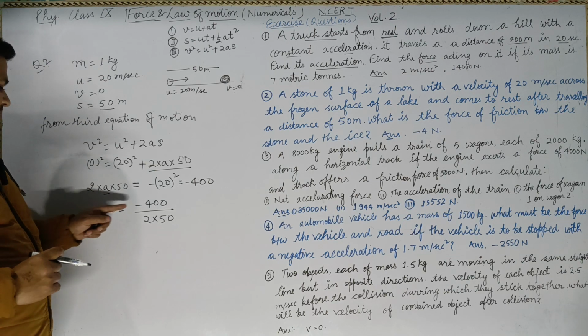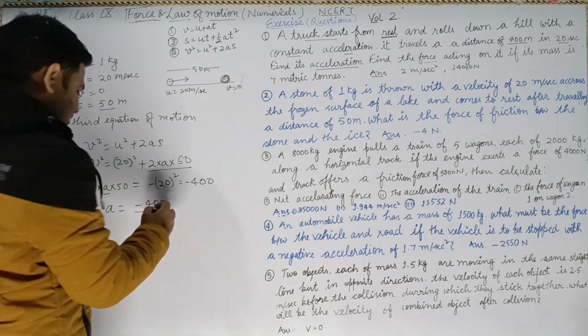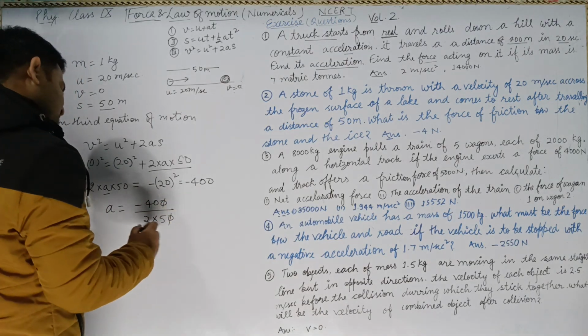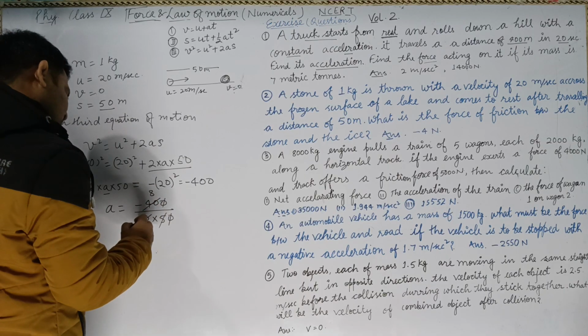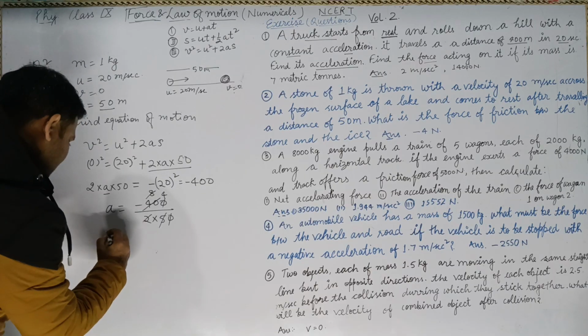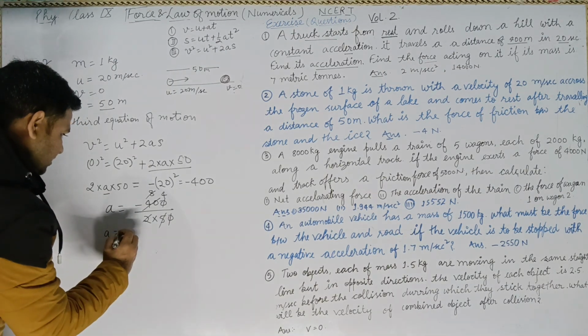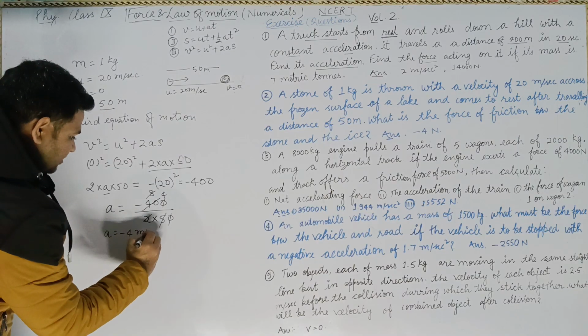We divide minus 400 by 2 and 50. Cut 0 from 0. 5 8s are 40, 2 4s are 8. So acceleration is minus 4 meter per second square.